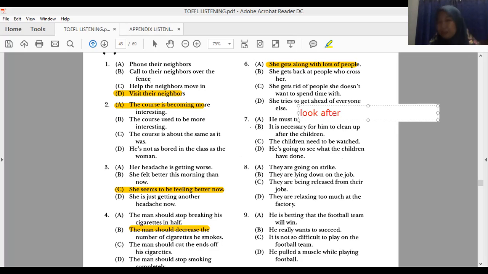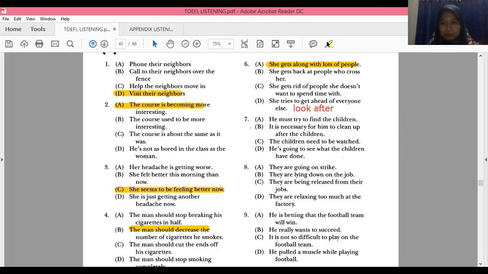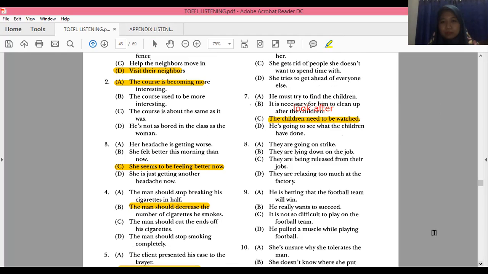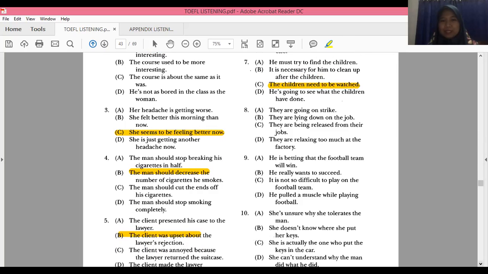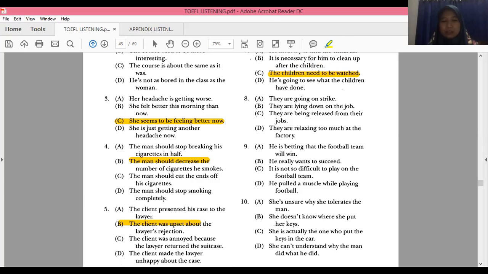Look after. I have to look after. Kalau yang find nanti look for. Di sini look after. So, this one. The children need to be watched. Mengawasi. Look after. Okay. Memantau. Bisa juga almost like take care of. Number 8. Mr. Farhan.